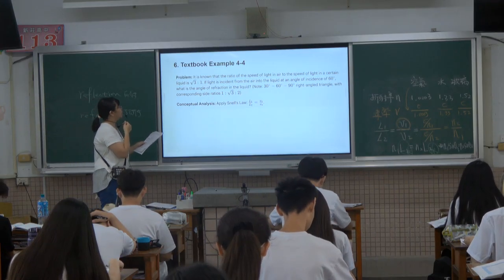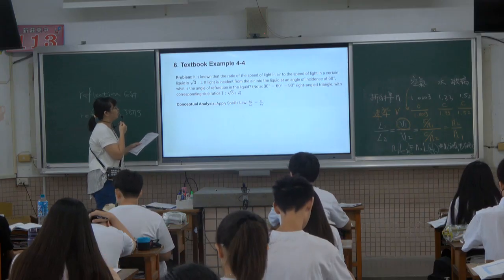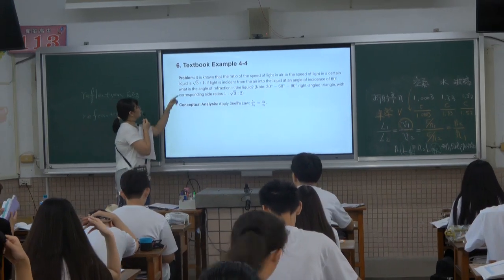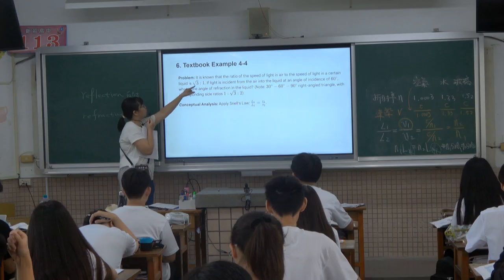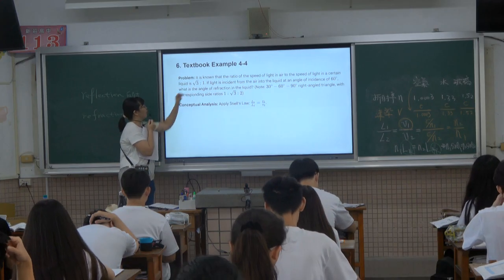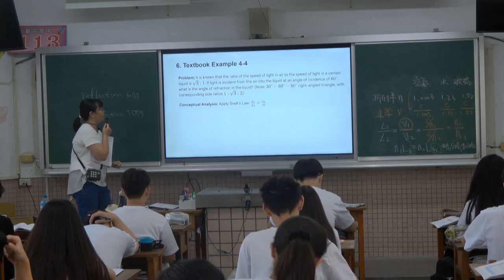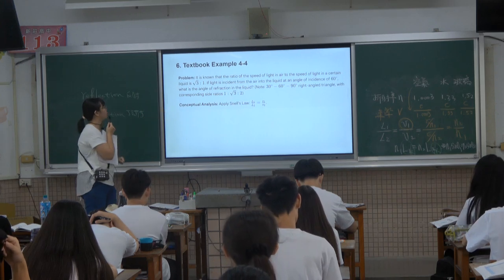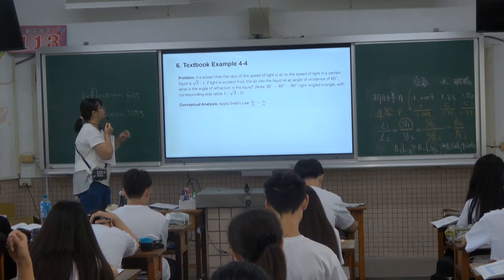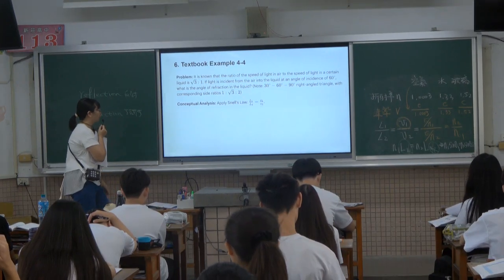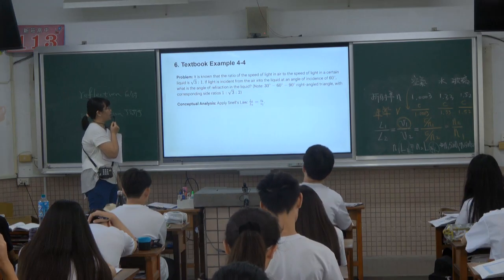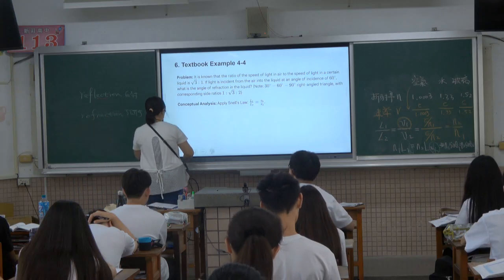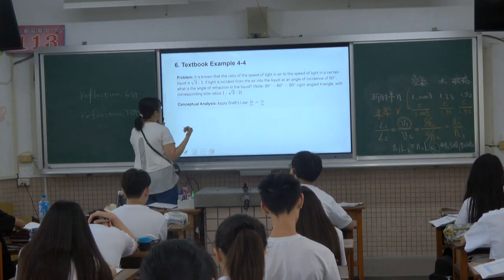This problem is saying it's known that the ratio of the speed of light in air to the speed of light in a certain liquid is the square root of 3 to 1. If light is incident from the air into the liquid at an angle of incidence of 60 degrees, 入射角是60度，好，然后速率比是根号3:1，好。What is the angle of refraction in the liquid？ 所以它是算什么？折射角，好。So you can circle the keyword on your textbook.